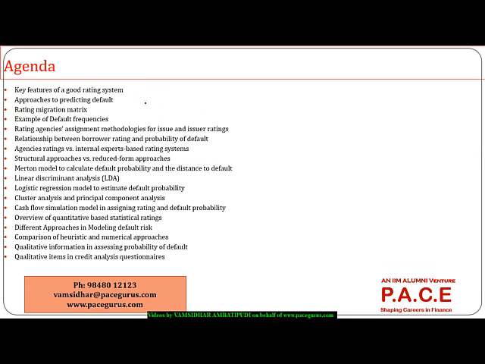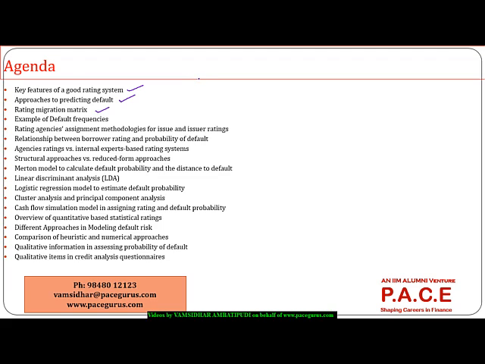So this is a slightly bigger chapter wherein initially we'll try to understand what are the key features of a good rating system. Then what are the various approaches that are there to predict default of a particular counterparty. Then talk about rating migration matrix. So change in the credit ratings.